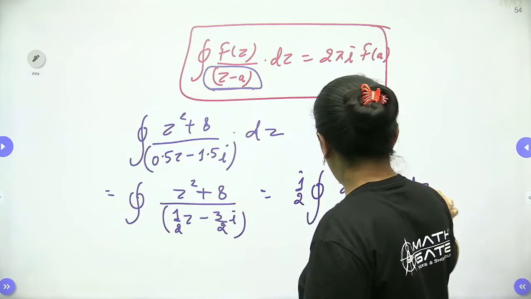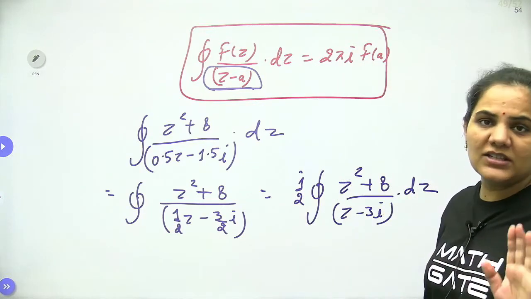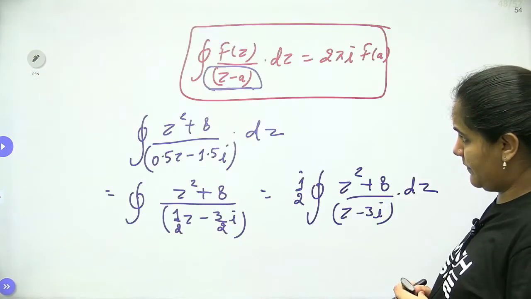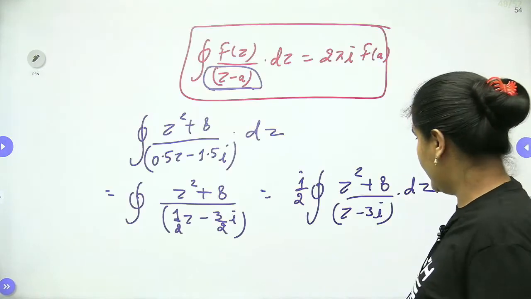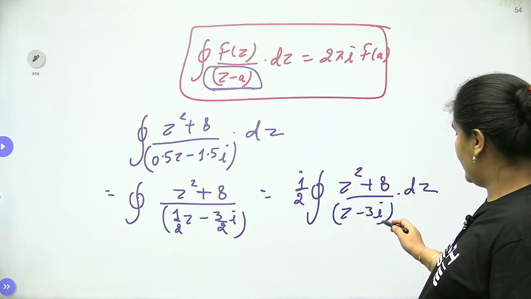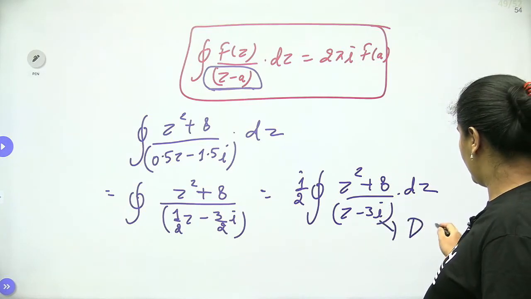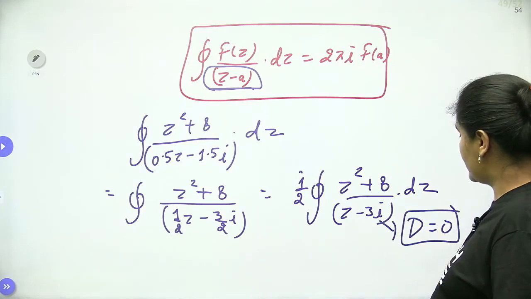Now it's simple to approach. Okay, so 1 by 2 is there. Just remember one thing, the 1 by 2 is already here. Okay, so for z square plus 8, we can find the pole by putting the denominator equal to 0.